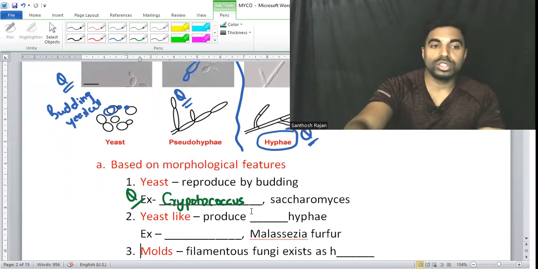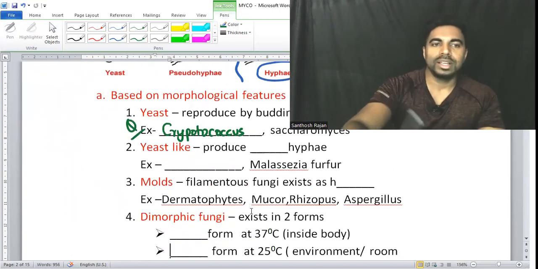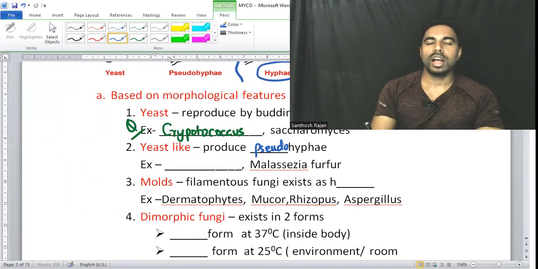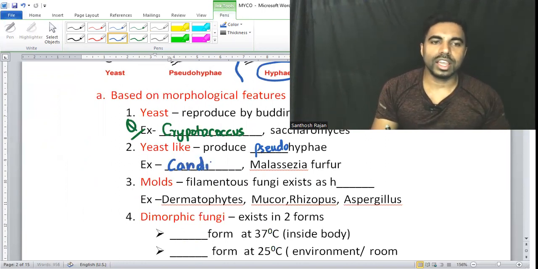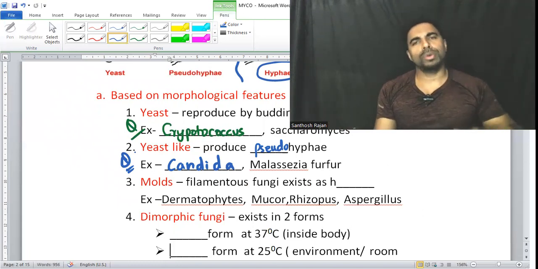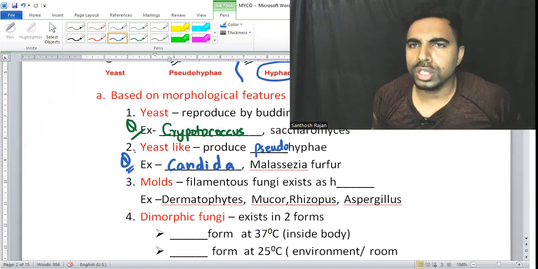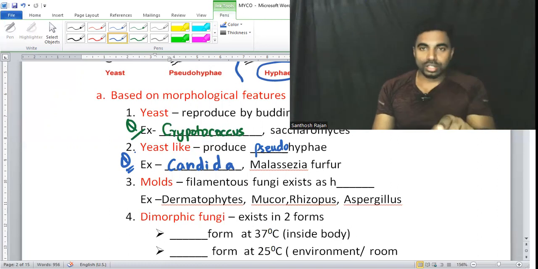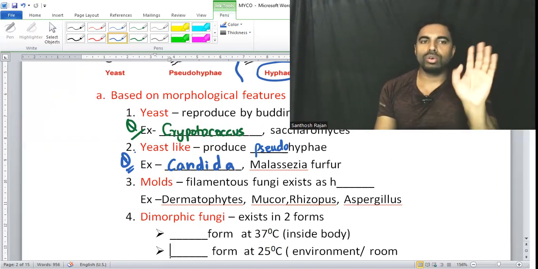But if the question says yeast-like, it's a yeast, but it's not a real yeast. It's yeast-like, which produces what? Pseudo hyphae, false hyphae. It's not a real hyphae. The example for yeast-like is Candida. Don't forget, this was also asked many times. Yeast means Cryptococcus, yeast-like means Candida. You can put Candida in yeast also, it's not a problem, but ideally the real true yeast is Cryptococcus. For yeast-like, you go for Candida.